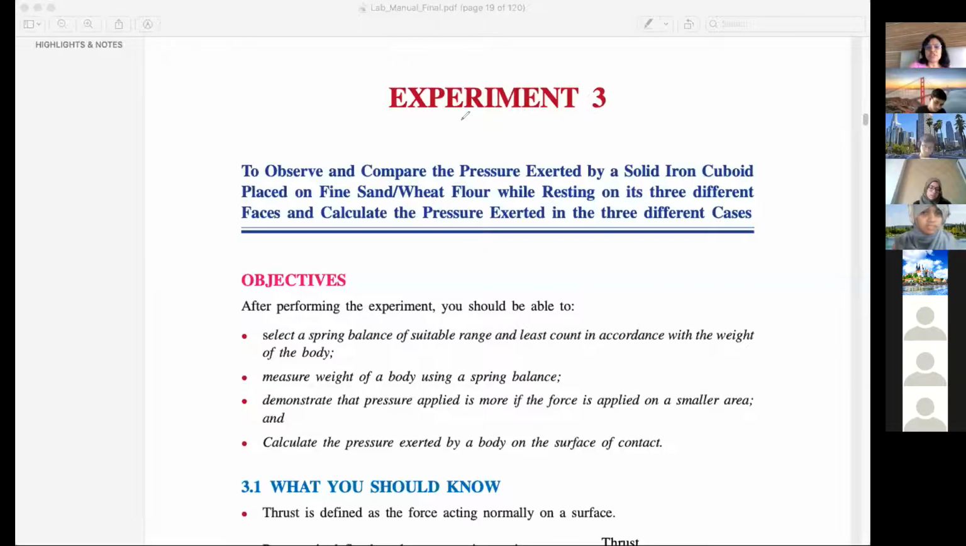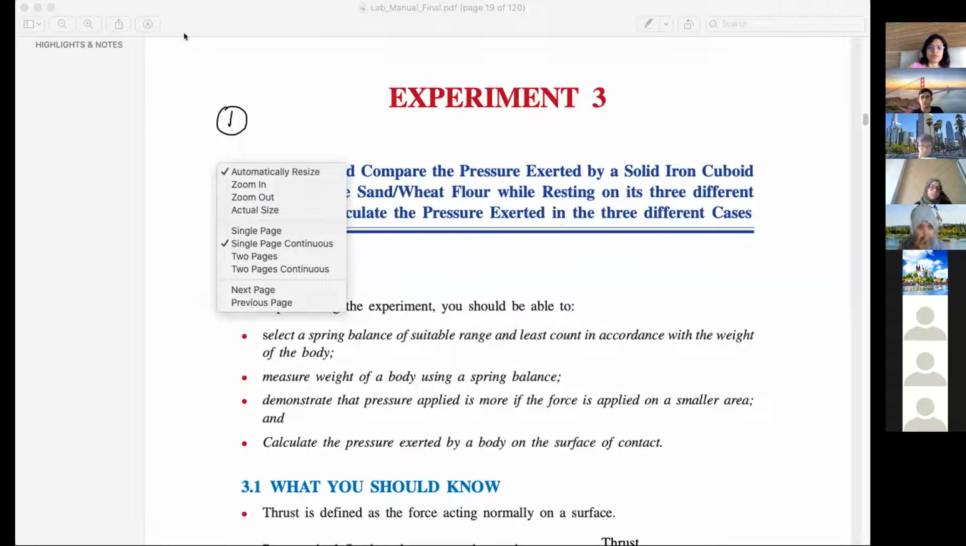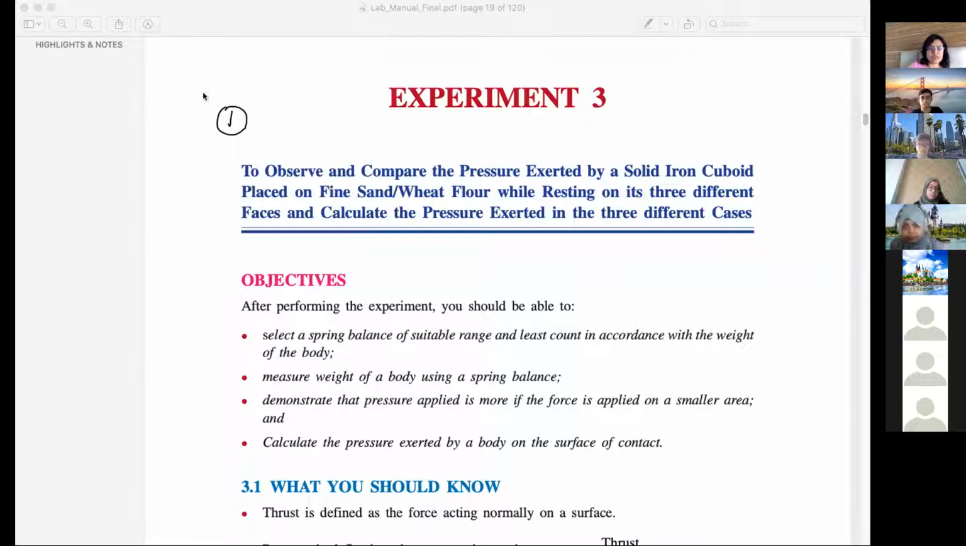Okay, so first of all, Mudabbir, just switch off the recording part because I'm going to show you a YouTube video. Okay, experiment number 3. This is our first experiment. Okay, what we are going to write over here. Wait, I'll tell you. To observe and compare the pressure exerted by a solid iron cuboid placed on fine sand. Okay, the aim of the experiment is this only. This is our aim.